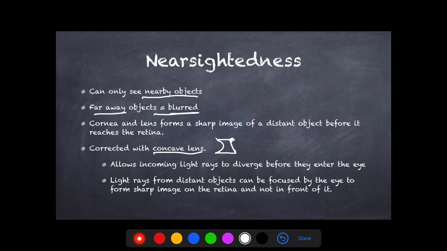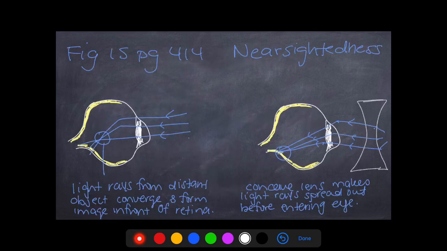This is going to allow the light rays that are coming in to diverge, which means go apart a little bit before they enter the eye. And the light rays that are coming from these distant objects can be focused into the eye to make the sharp image on the retina and not in front of it. So when you don't have glasses to correct nearsightedness, you're forming an image not on the retina, but a little bit in front of the retina. So it's blurry. But when you have corrective lenses, which are glasses with concave lenses, they are going to form an image on the retina because of the glasses that you have on.